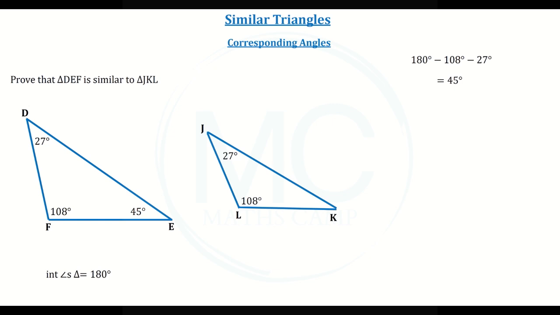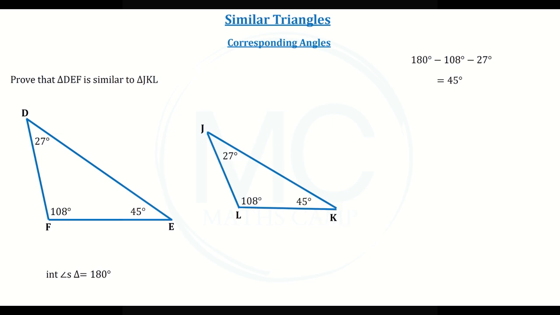In triangle JKL, we also have an angle of 27 degrees and an angle of 108 degrees. And we've just found that 180 degrees less 108 less 27 is equal to 45 degrees, which means that just like E, K must also be 45 degrees. So let's make a note of this as well.